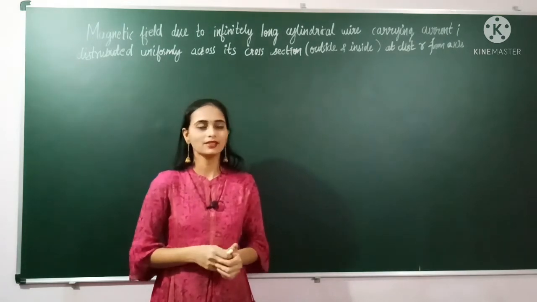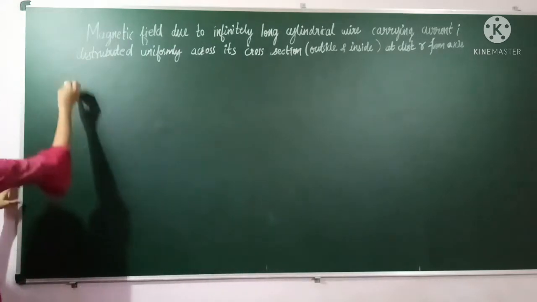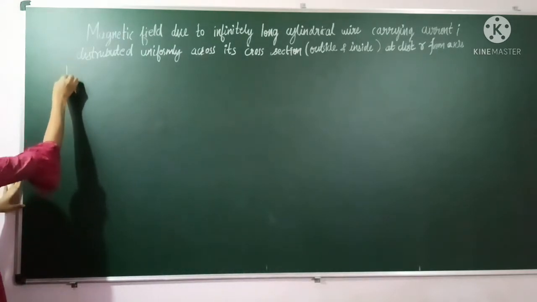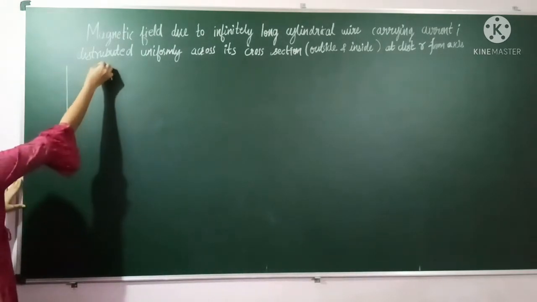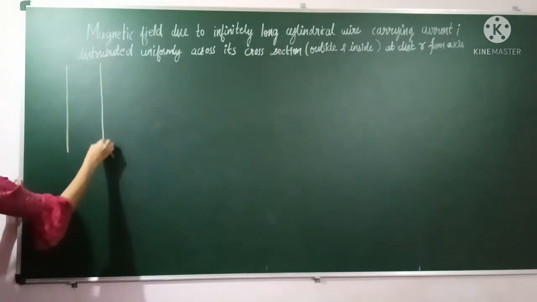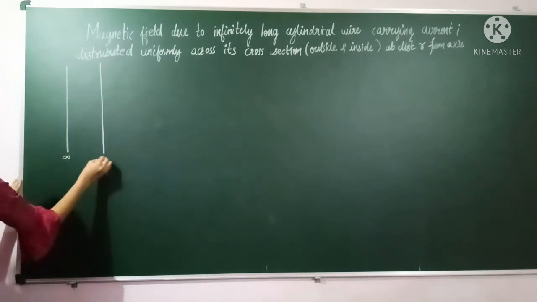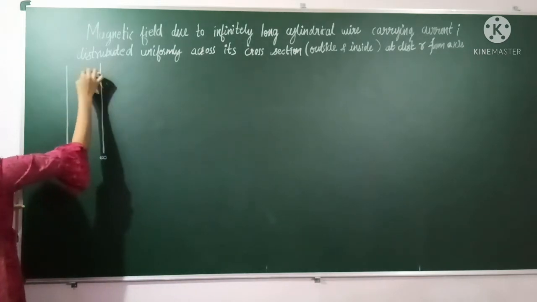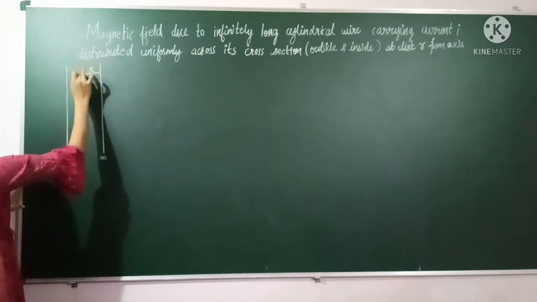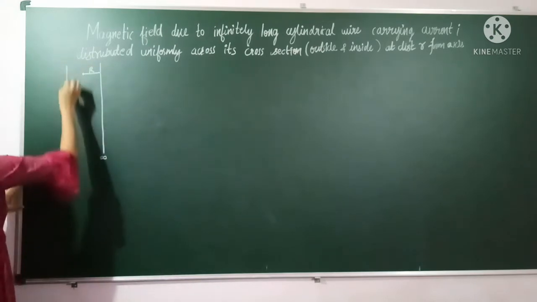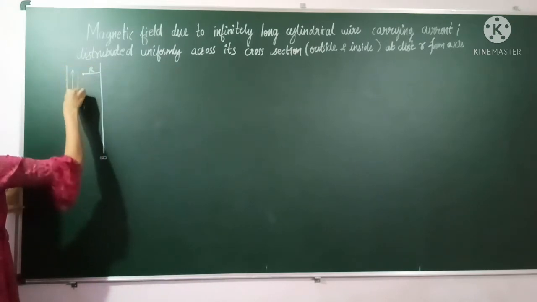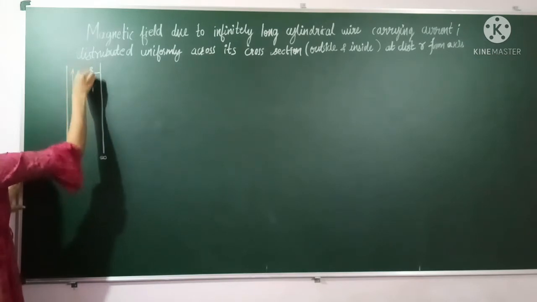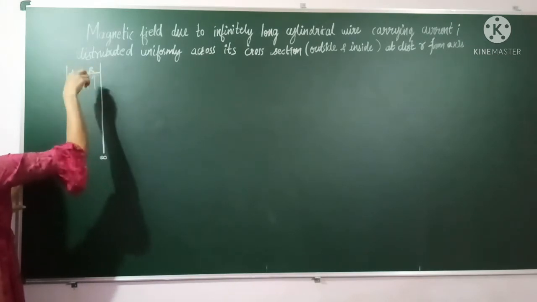So let's start. Here we will take one infinitely long cylindrical wire, of infinite length, meaning its length will be infinite. Next, this is the radius of this solid cylinder. Here the current will be flowing like this. So this is the flow of current.